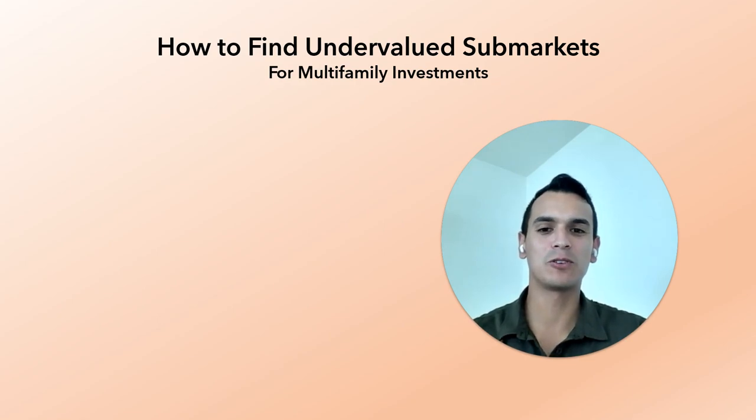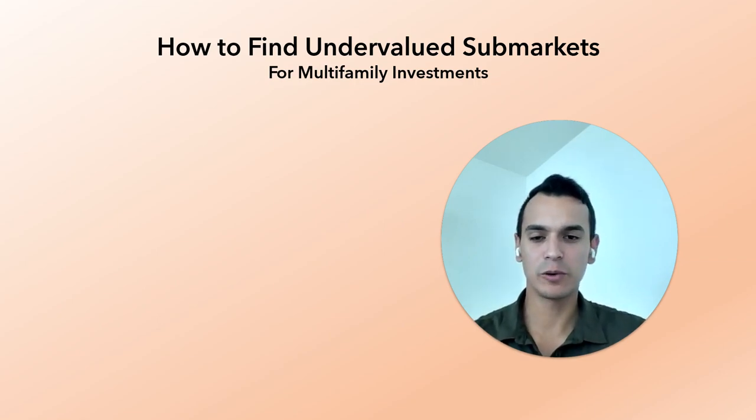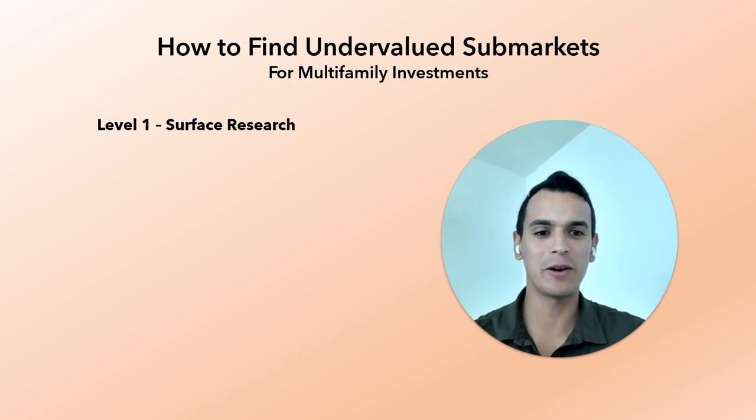So we have to go to the next level of thinking, which is where can we find value in these submarkets? Where can we find that maybe a submarket is cheaper than perhaps what it should be in reality? So we're going to go through three steps here. The first one is surface research. So level one, we're going to try and be as efficient as possible.